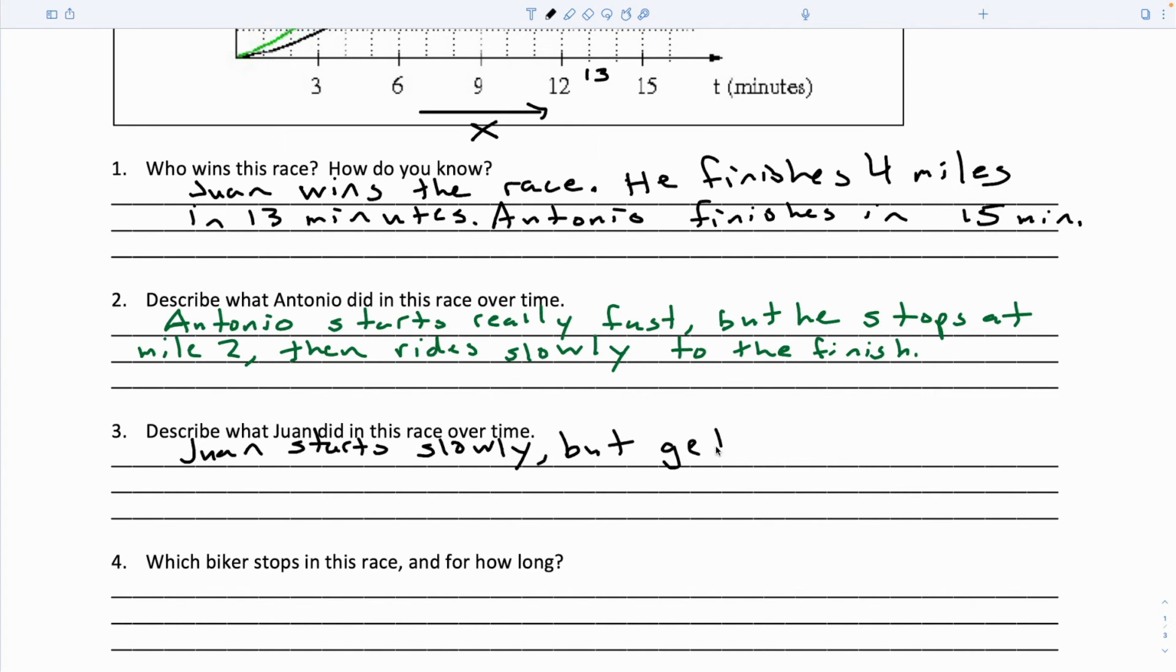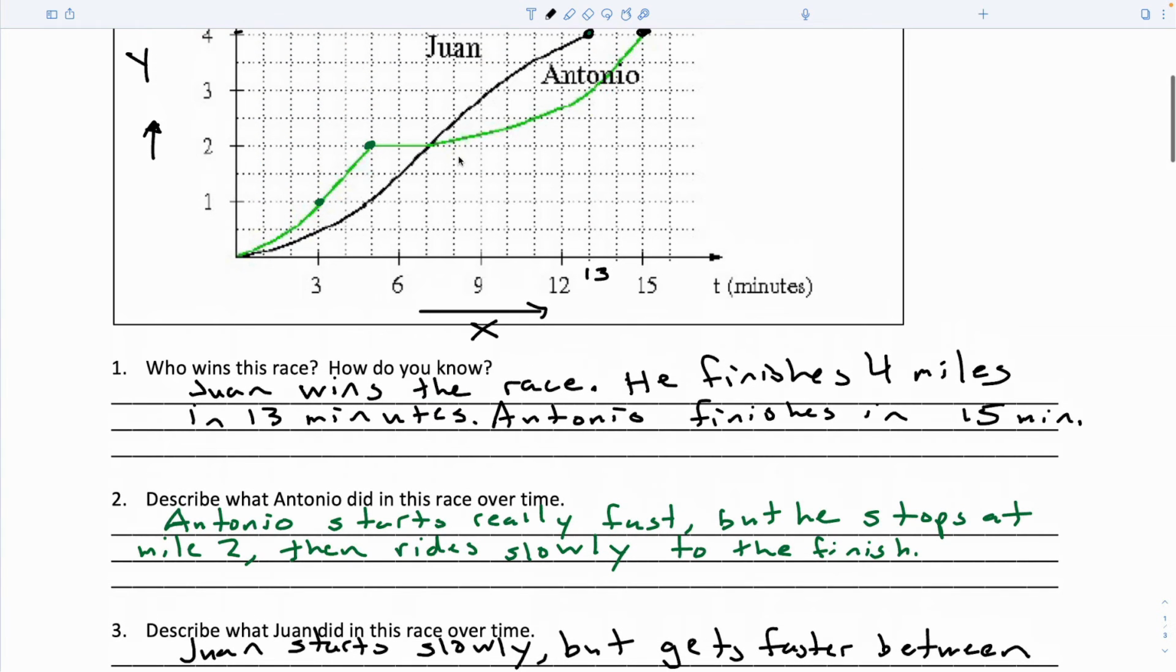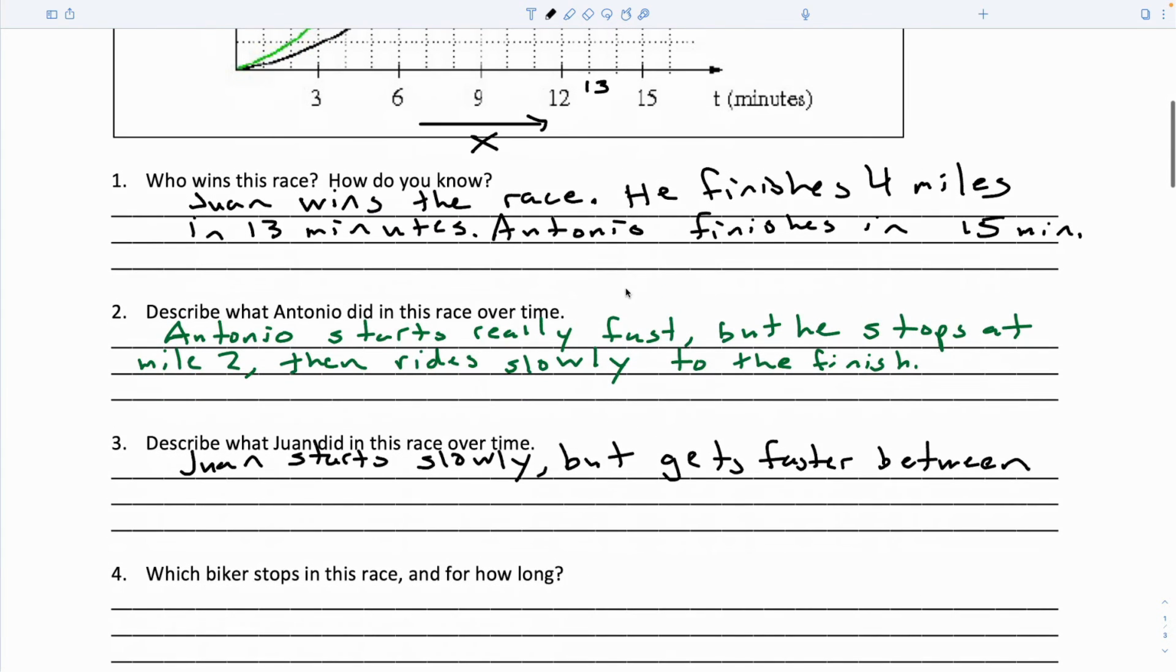He gets faster between 6 to 7 minutes, right around the 6 to 7 minute mark. Then he slowed down at the end.